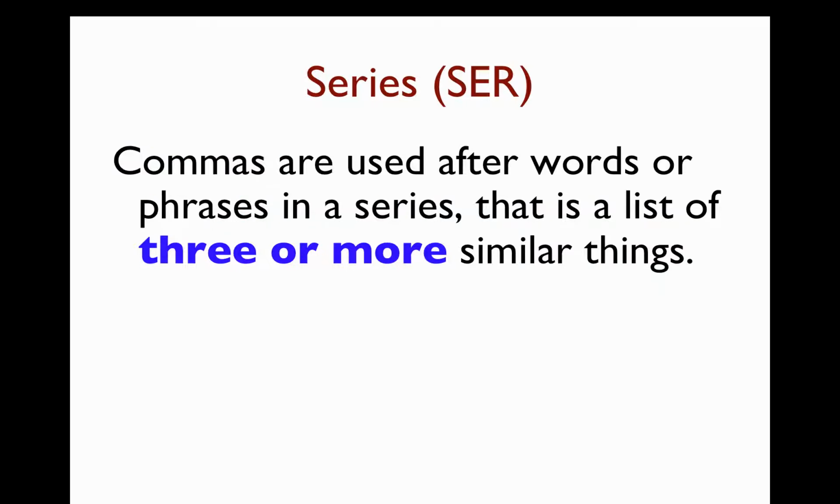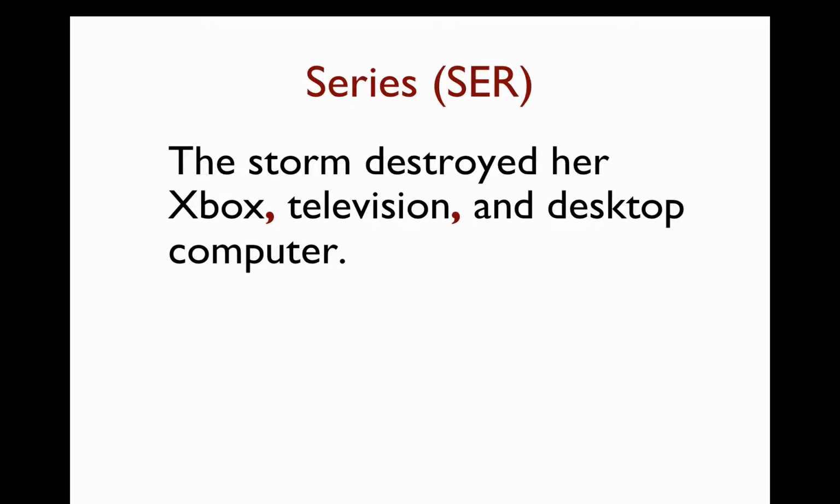So we can summarize this as saying commas are used after words or phrases in a series, and a series is a list of three or more similar things. So notice, although the examples only have three, if we have more, we still have to use commas. Here is an example sentence now. The storm destroyed her Xbox, television, and desktop computer.